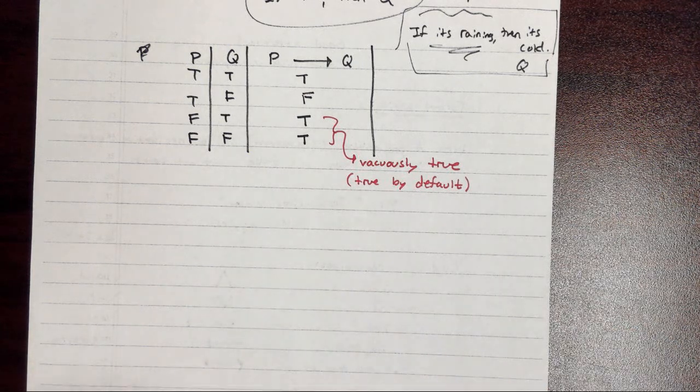But you're talking about it being cold outside would be false. But we're not talking about it being cold or not, the truth value. We're talking about the truth value of the statement, if it's raining, then it's cold.